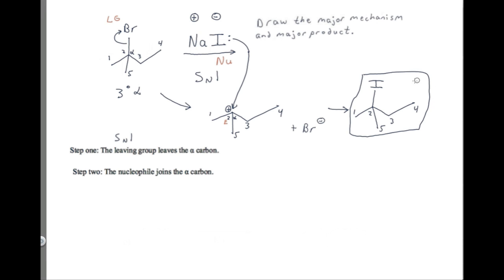Well, the main purpose of this was to give us more practice with SN1. There are 2 steps in an SN1. In the first step, the leaving group leaves the alpha carbon, and in the second step, the nucleophile joins the alpha carbon. Here's how you draw the electron-pushing arrows for those steps.